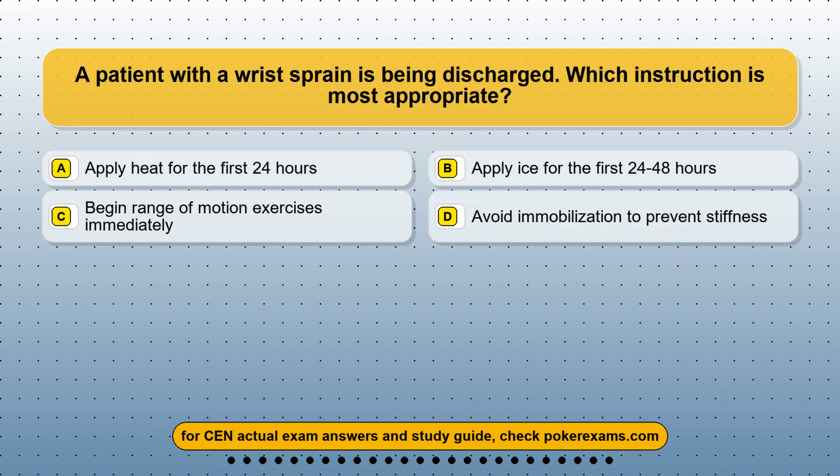Question 3. A patient with a wrist sprain is being discharged. Which instruction is most appropriate? Option A. Apply heat for the first 24 hours. Option B. Apply ice for the first 24-48 hours. Option C. Begin range of motion exercises immediately. Option D. Avoid immobilization to prevent stiffness.